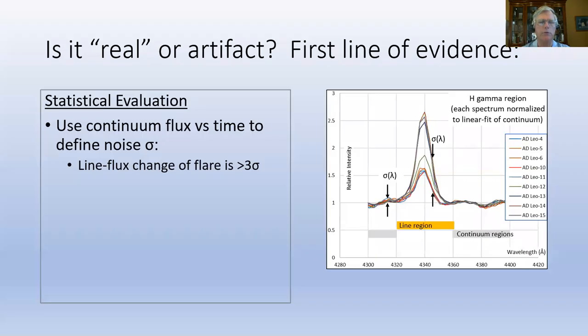The rest of the flare event certainly looks real, but we want to put that on a firmer foundation. To do that, we followed two paths. The first was a statistical evaluation of the data. We examined the time variation at each wavelength in the continuum region outside the emission line and determined the standard deviations, a noise level. Then we asked if the change in flux within the emission line is statistically significant at the 3 sigma level. Here, the increase in flux in the emission line is about 20 times the continuum noise level. That sounds pretty real.